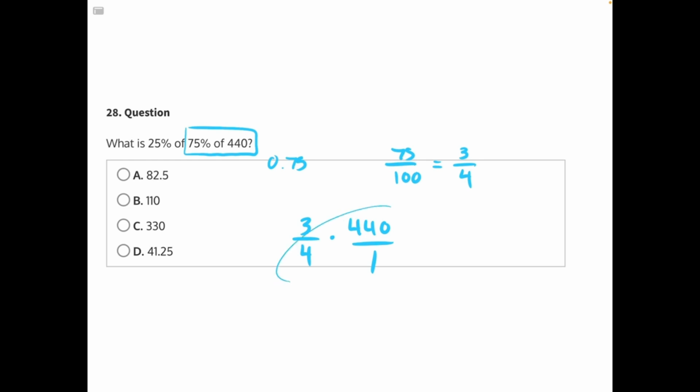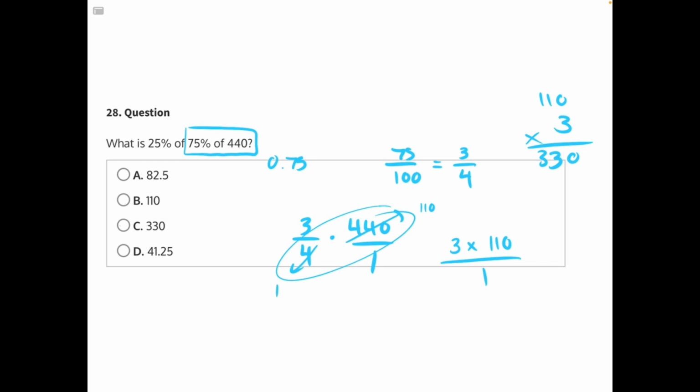So now we can find our greatest common factor here and pull it out. Take 4 out of 4, you're left with 1. Take 4 out of 440, and you're left with 110. Now, the multiplication looks like this: 3 times 110 over 1. If we were to do this multiplication, we would find that we have 330.